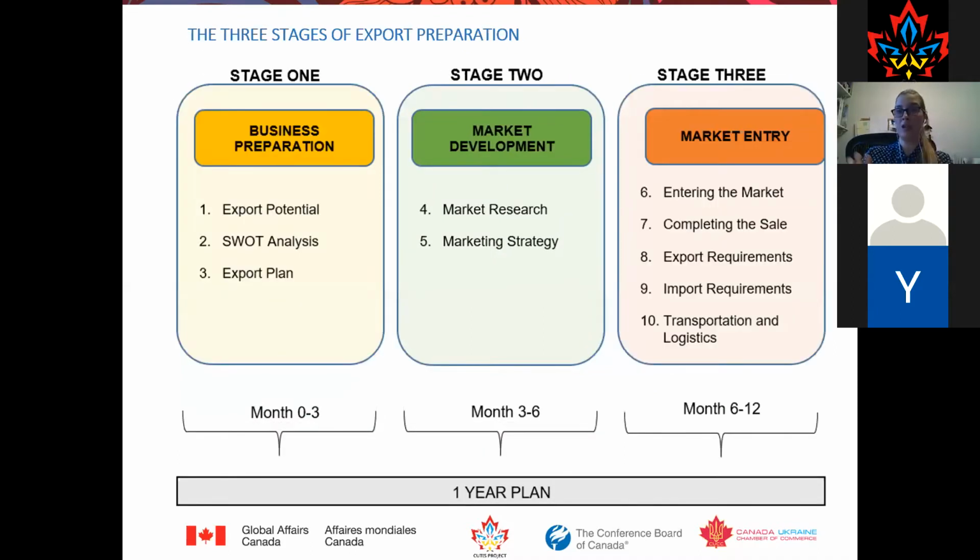The stages we're going to talk about are basically stages 2 and 3. I'm not going to go into stage 1 because it would take us a long time, and I want to focus on stages 2 and 3. You already did the export potential analysis, the SWOT analysis and the export plan. With some of the SMEs who participate in the project, we did this phase already. This stage was covered already.